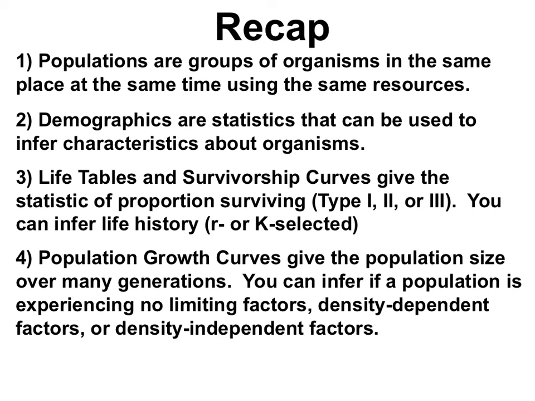Both give you the statistics of a proportion of a cohort surviving throughout one lifetime. The patterns you can see are type 1, type 2, or type 3 survivorship. Based on these patterns, you can infer life history, where type 1 organisms tend to be K-selected species, and type 3 survivorship organisms tend to have R-selected life histories. Finally, population growth curves can give the information of a population size over several generations. Based on the shape of the population growth curve, you can infer what types of limiting factors the population is experiencing, if they're experiencing any at all.